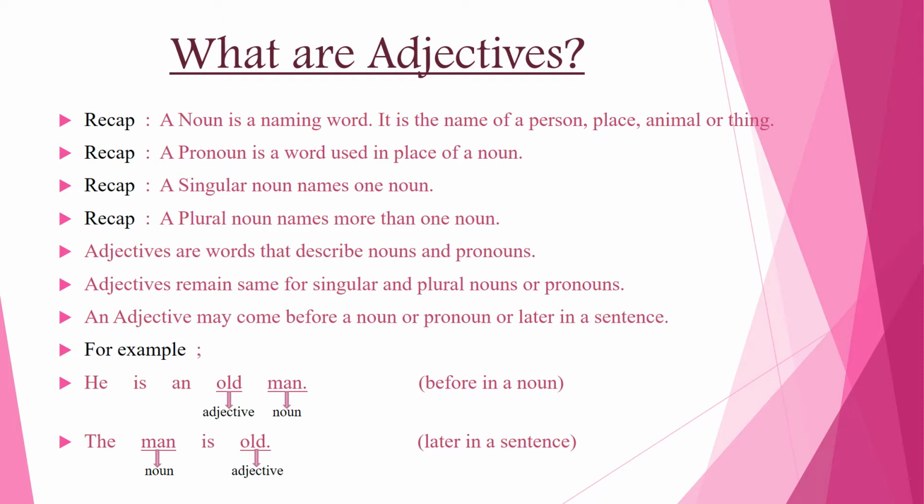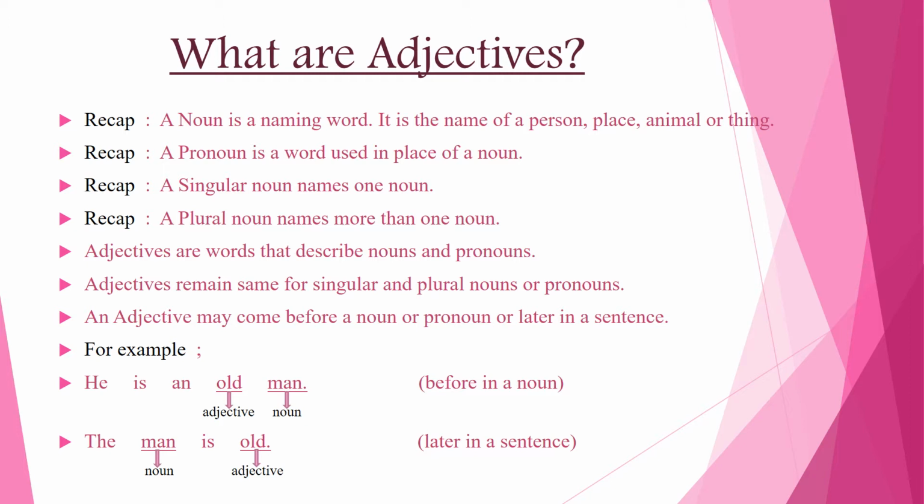After recapping these things, let's know what are adjectives. Adjectives are words that describe nouns and pronouns. Adjectives remain the same for singular and plural nouns or pronouns. An adjective may come before a noun or pronoun or later in a sentence.